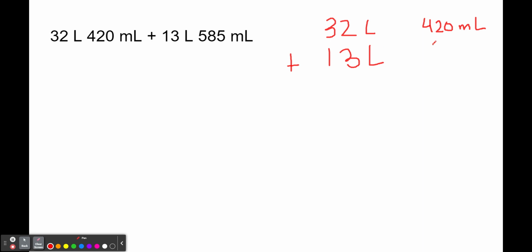All right, let's go ahead and do some of our math work for today. So we're going to add 32 liters and 420 milliliters with 13 liters and 585 milliliters. So I'm going to go ahead and write this vertically. So I have 32 liters, 420 milliliters. I'm going to add that to 13 liters and 585 milliliters. So I can only combine my liters with liters and my milliliters with milliliters.